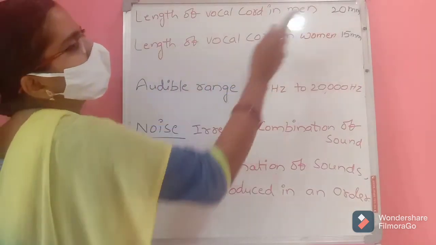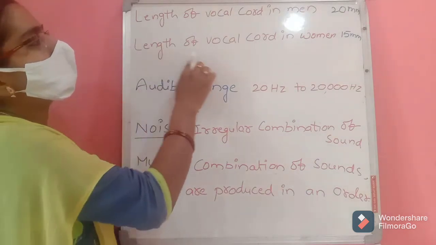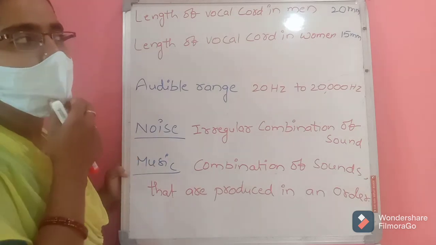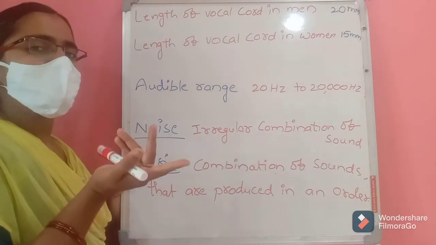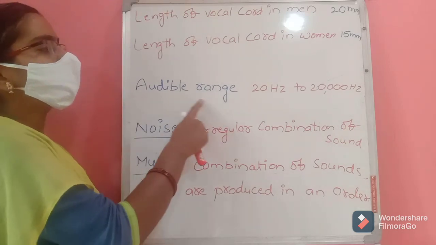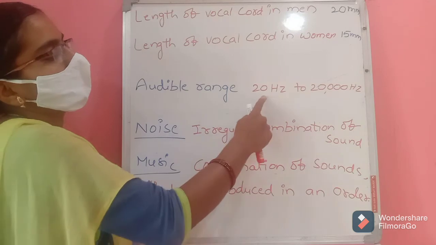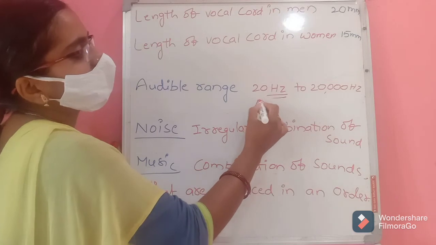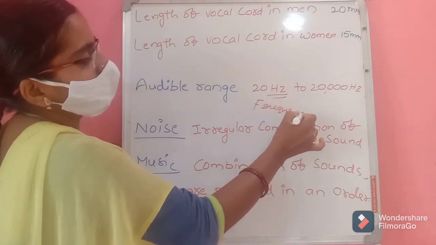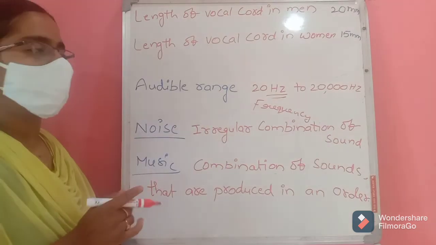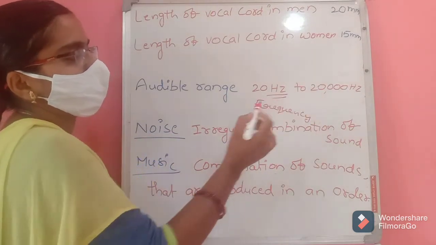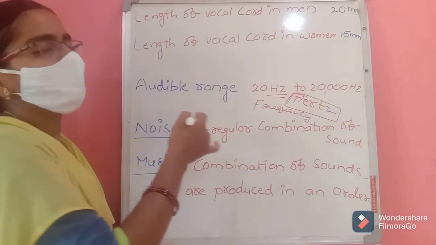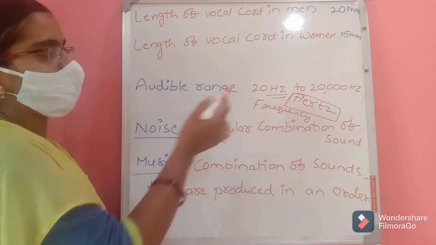The length of the vocal cord in men is 20 millimeters and in women is 15 millimeters. That's why a woman's voice has more pitch, because frequency is more, and so pitch is also more. Next, the audible range of human beings is 20 hertz to 20,000 hertz. Hertz is the unit for frequency. This is the scientist's name, and after the scientist's name its unit is called hertz.